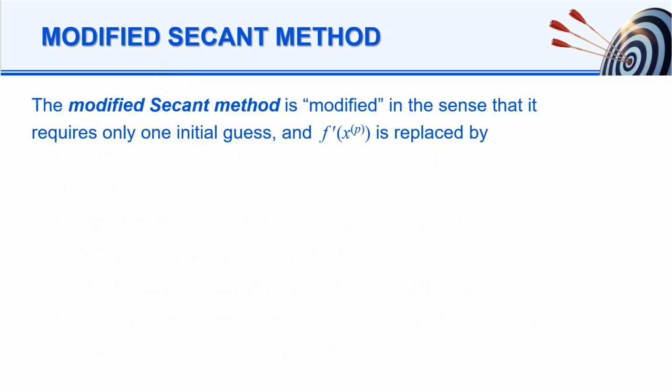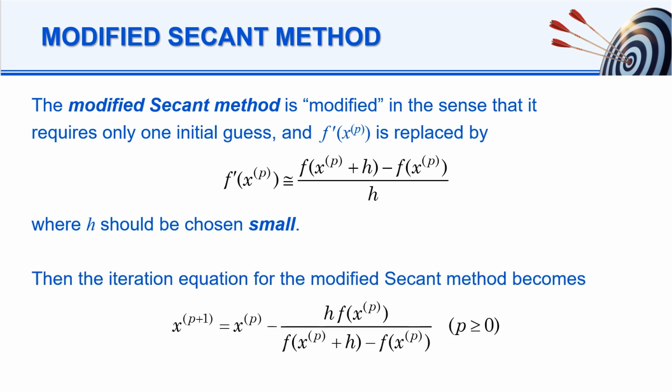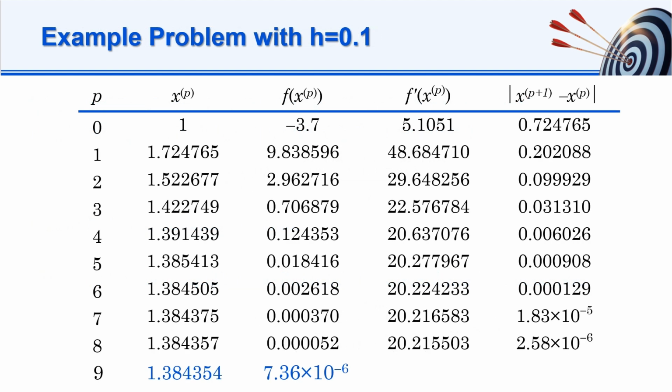The modified secant method is modified in the sense that it requires only one initial guess, and f'xp is replaced by the following approximation, where h should be chosen small. Then the iteration equation for the modified secant method leads to the following equation. This equation uses only one initial guess and does not require the derivative of the nonlinear function.